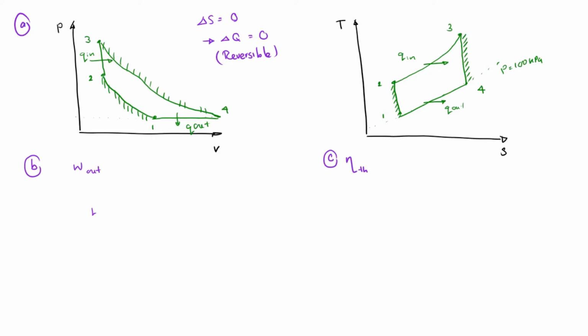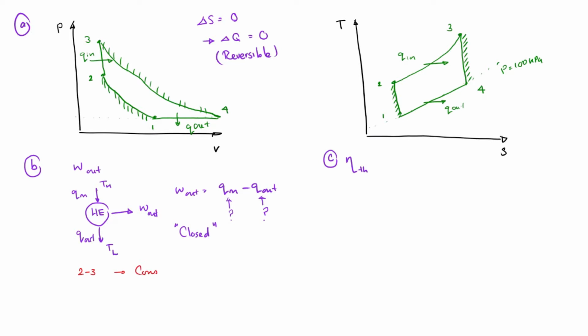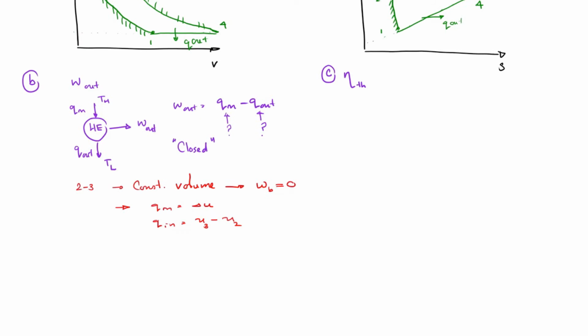So when it comes to W out, on a heat engine, W out can be written in terms of Q in and Q out. This is by simple energy balance, and we have to recognize Q in and Q out. How can we do that? We know that the system is a closed system. So what can we do? We know that process 2 to 3 is a constant volume process, and that is where we will see Q in. Since it's a constant volume process, W_b is equal to 0 and Q in should be equal to delta U. This is by simple energy balance for the closed system.